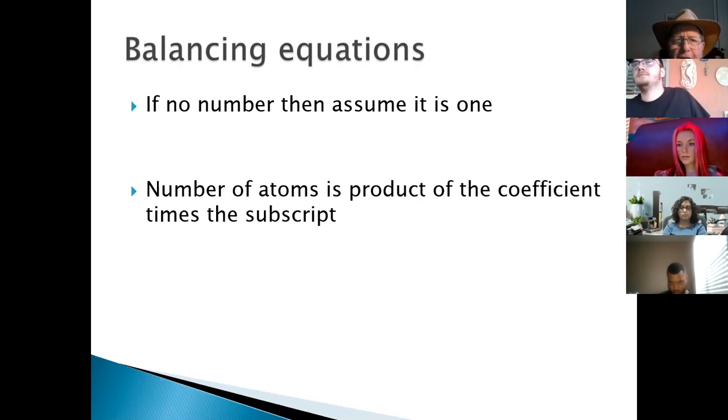The number of atoms is the product of the coefficient times the subscript. We did this when we were counting atoms. You remember that, guys? We're dealing with the multiplication of the coefficient times the subscript. That will tell you how many atoms are present.